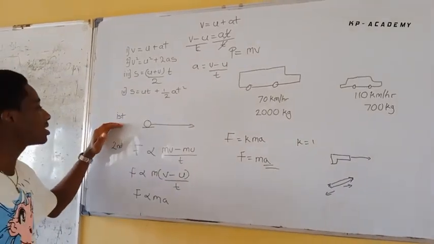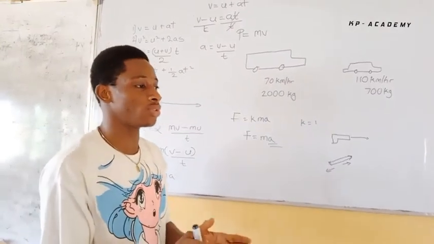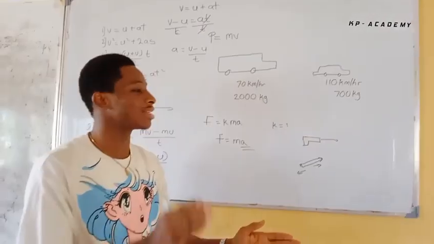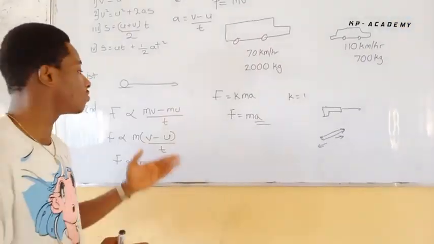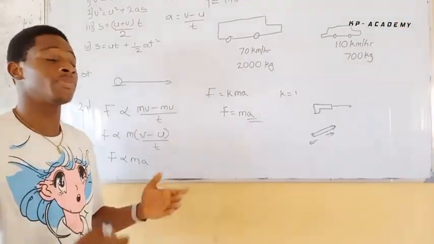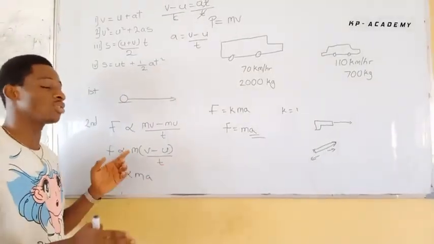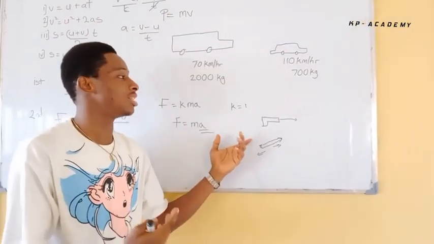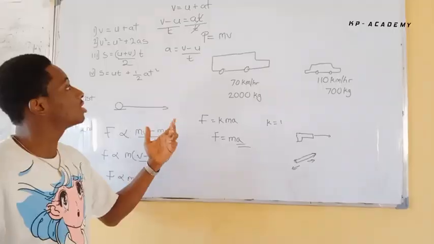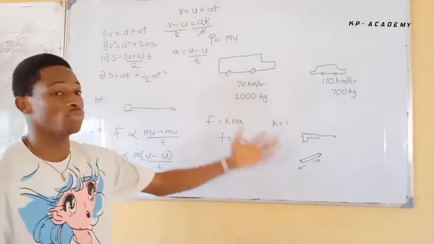The first law states that every body continues in a state of rest or uniform motion in a straight line unless acted upon by an external force. The second law states that the rate of change of momentum of a body is directly proportional to the applied force and takes place in the direction of that force. The third law states that for every action, there is an equal and opposite reaction. This brings us to the end of today's lesson.